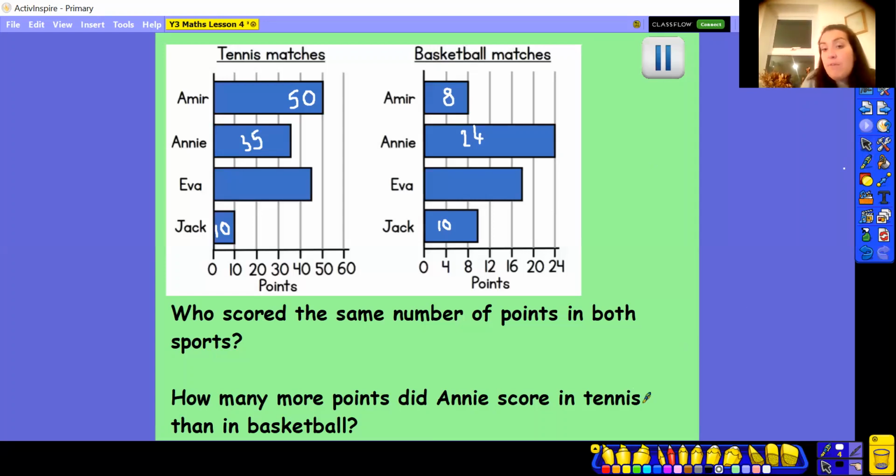To count up to find the difference, what do I add to 24 to get to 30? Well, that would be 6. To get from 30 to 35 is a jump of 5. 6 add 5 gives me a total of 11. So Annie scored 11 more points in her tennis matches than she did in her basketball matches.